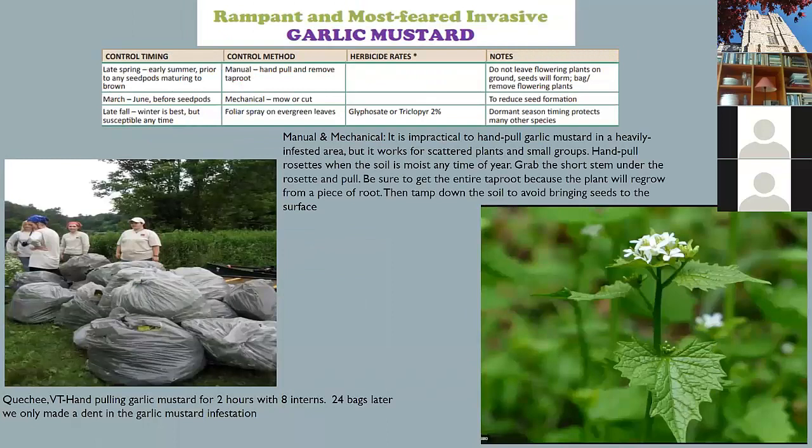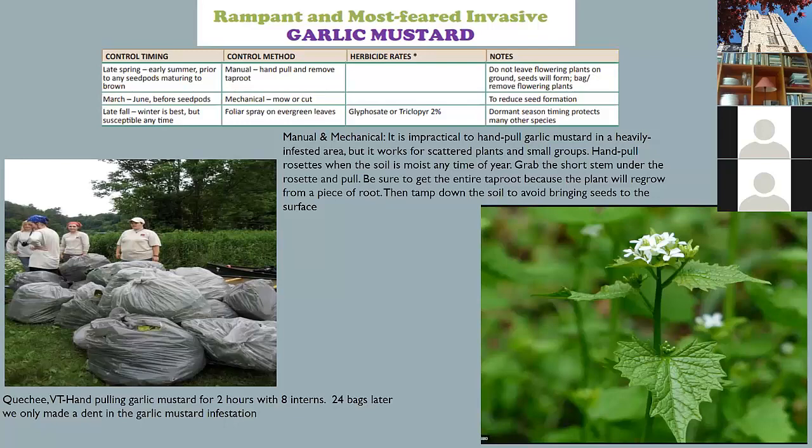Next on the list is garlic mustard. There are manual and mechanical controls. It's hard to pull garlic mustard in a heavily infested area, but it can work for scattered plants of small groups. These are easy to pull from the soil, but when you pull from the soil, make sure you tamp down the soil to avoid bringing seeds to the surface.